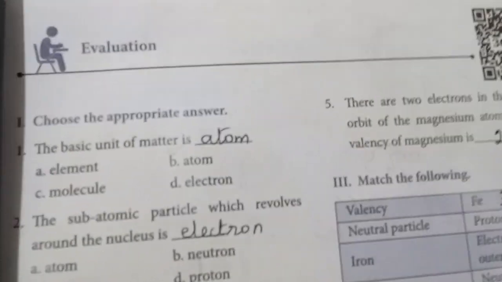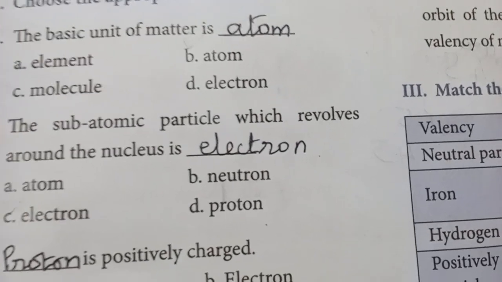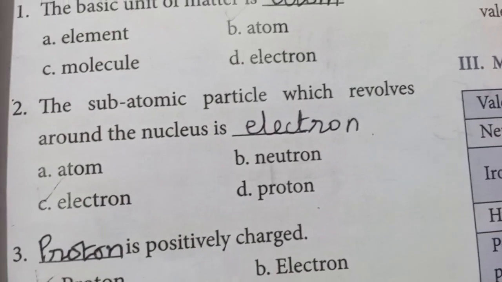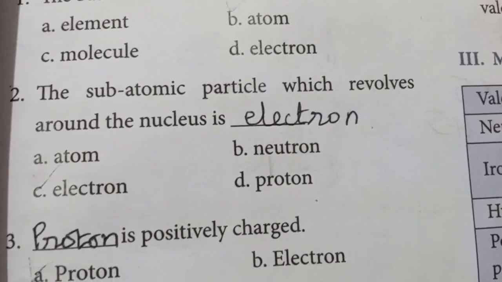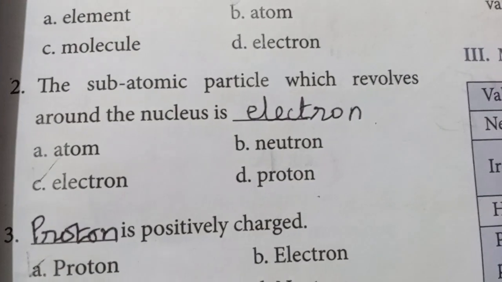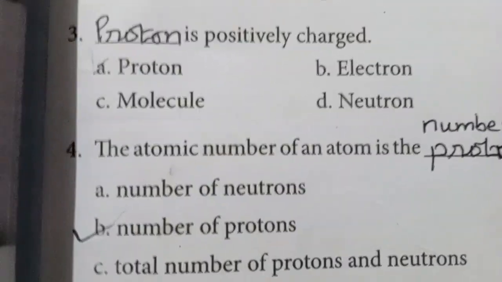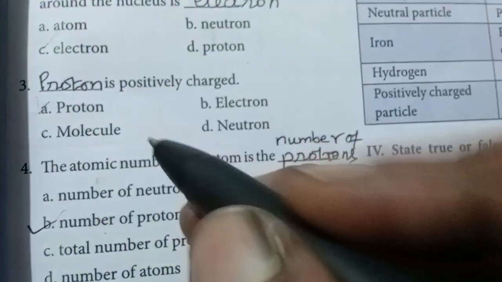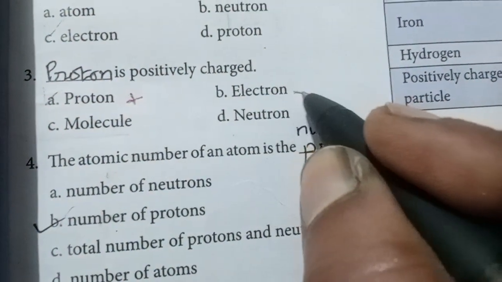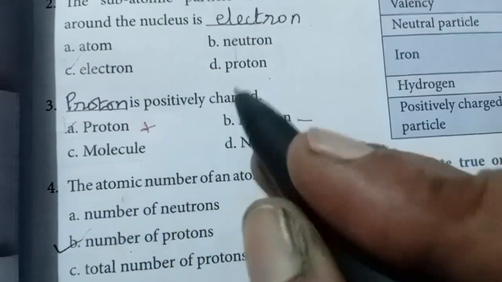Okay, let's see the book back evaluations from this lesson. The basic unit of matter is atom. The subatomic particle which revolves around the nucleus is electron, because the nucleons are at the center and the electrons revolve around the nucleus. So the electrons are subatomic particles that revolve around the nucleus. And proton is positively charged, as we learned before in this lesson. The protons are positively charged and electrons are negatively charged. Neutrons have neutral charge, and molecule is not needed for this question.